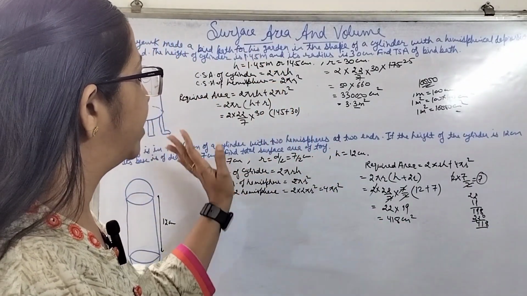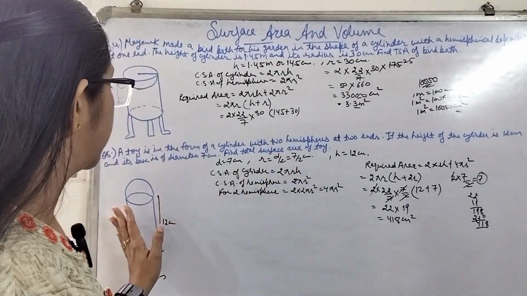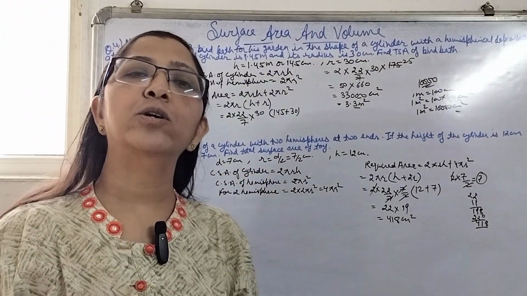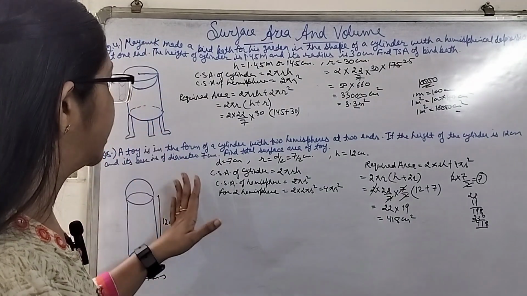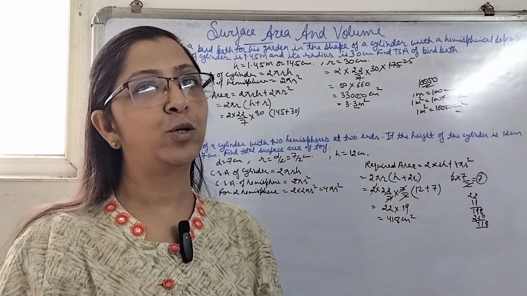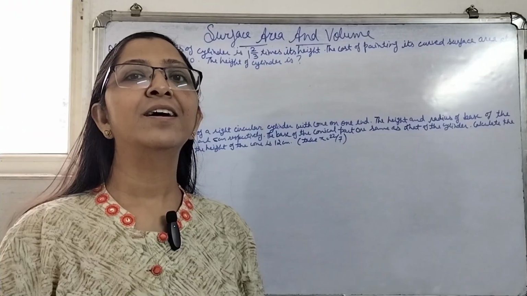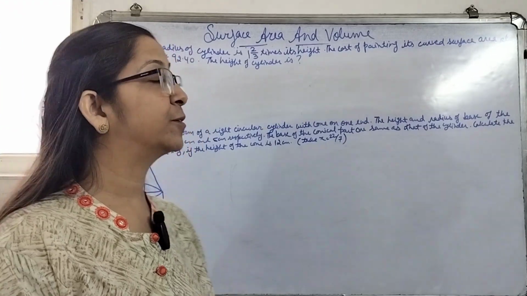So this is how, simply using the formula, we need to consider which area is required, whether it is the curved surface area or the total surface area. Once we are aware of what is required, accordingly we will be solving it. Now let's see the next two questions.